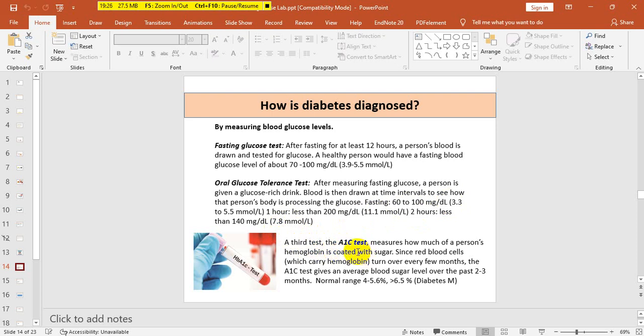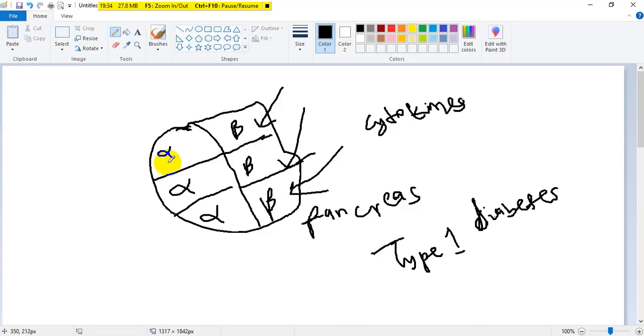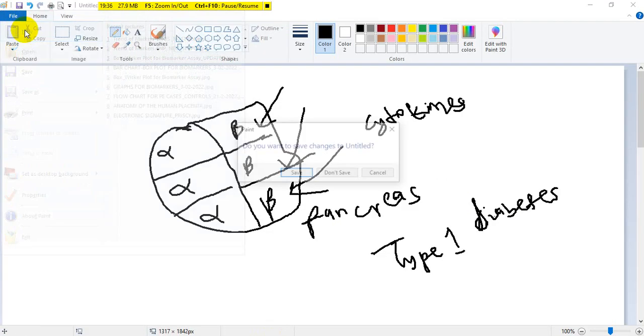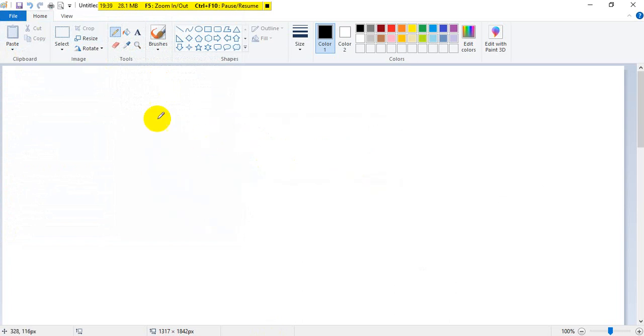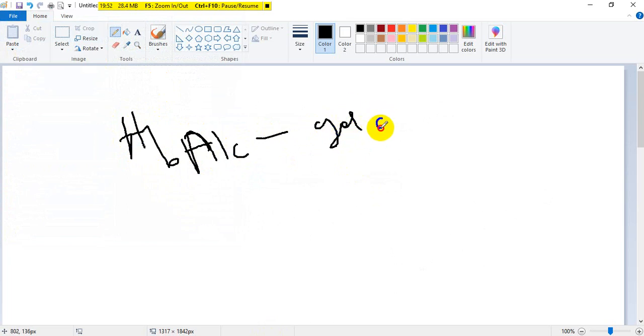For diabetes testing, the hemoglobin A1C test or glycated hemoglobin is the best. It is the gold standard for diabetes testing. The most important test.